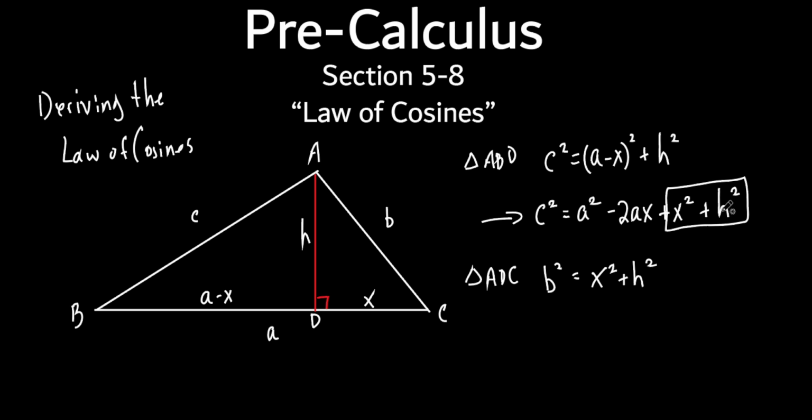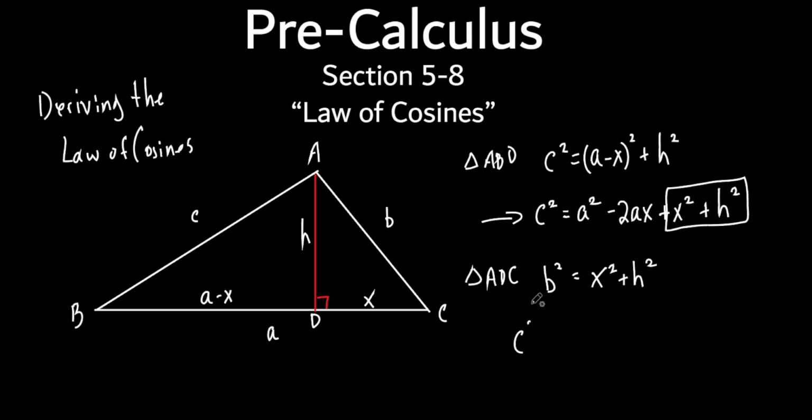I want you to play along with me here. If this is x squared plus h squared, look what I just did. I said that x squared plus h squared was equal to what? B squared. So what can I do? I can substitute the b squared in for this x squared plus h squared. All right? See how much more fun it is when you play along? Yes. All right, so let's write it.